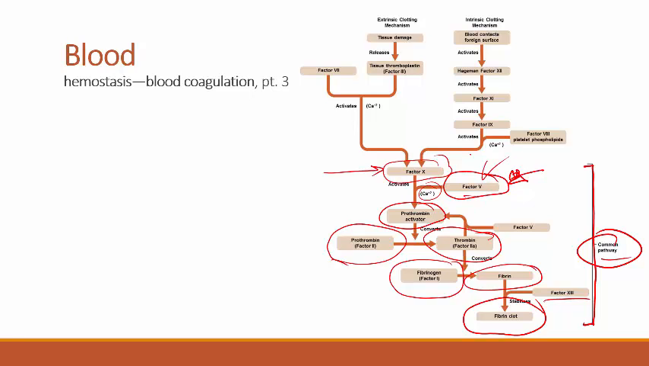Factor 10 can convert a lot of factor V into prothrombin activator. So we get a whole bunch of prothrombin activator made. Prothrombin activator can work its magic on a bunch of prothrombin.